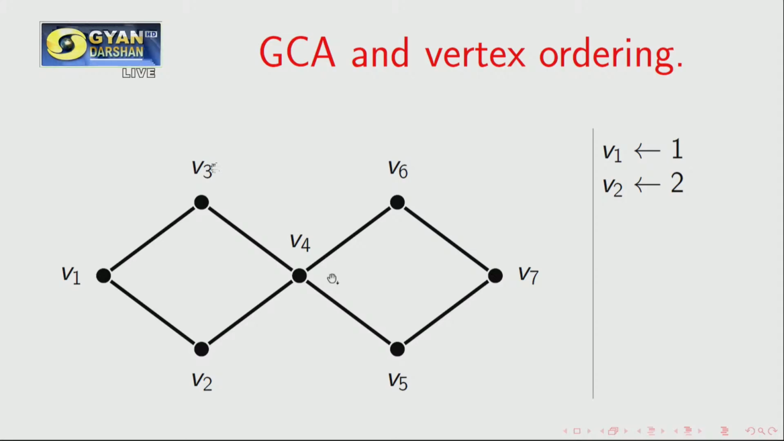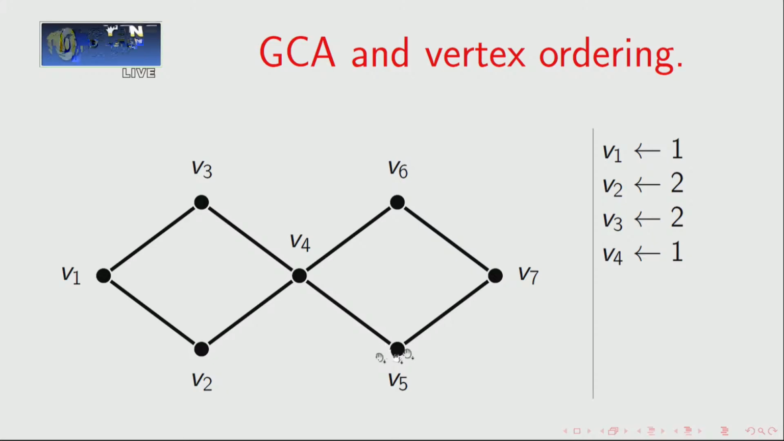Now we come to V4. There are two neighbors of it which have been colored before it, that is V2 and V3, and both of them have been colored with the color 2. So the least color which has not been used on the neighbors of V4 is 1, and therefore that color is assigned to V4. So V4 gets 1.